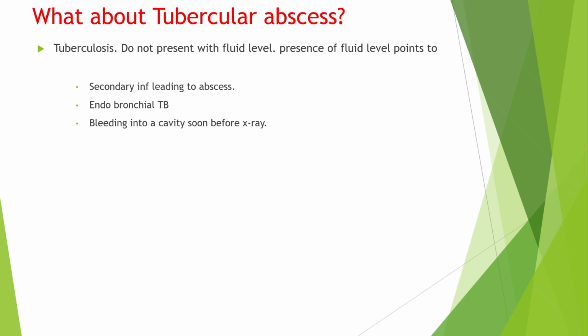What about TB producing lung abscess? Tuberculosis classically produces cavities but not with a fluid level. Presence of a fluid level usually points to lung abscess, but if you are suspecting tuberculosis, then 3 possibilities are there. One is an already existing cavity with a second infection, or endobronchial tuberculosis preventing the coughing out of contents of the cavity to the bronchus. And third one is if there's a bleeding just before you take the X-ray, you can have a fluid level.